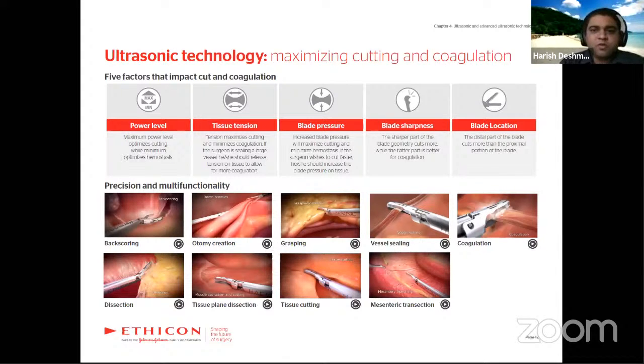Okay. So there are 5 factors which comprise the overall effect of the product. First is power level. There are 2 power modes in this: minimum mode and maximum mode. In minimum mode, you can increase the power levels from 1 to 5. So 1 will give you more coagulation, whereas 5 will give you more cutting.